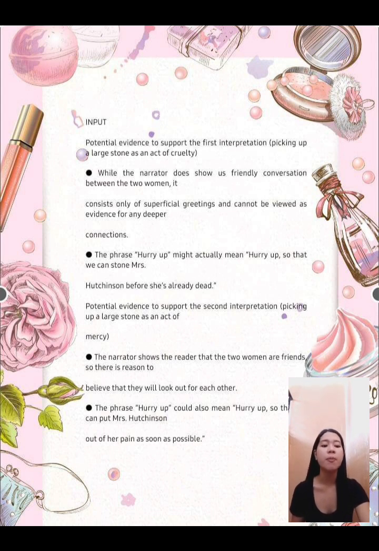Potential evidence to support the second interpretation, picking up a large stone as an act of mercy: the narrator shows the readers that the 2 women are friends, so there is a reason to believe that they will look out for each other. And the phrase, hurry up, could also mean, hurry up so that we can put Mrs. Hutchinson out of her pain as soon as possible.